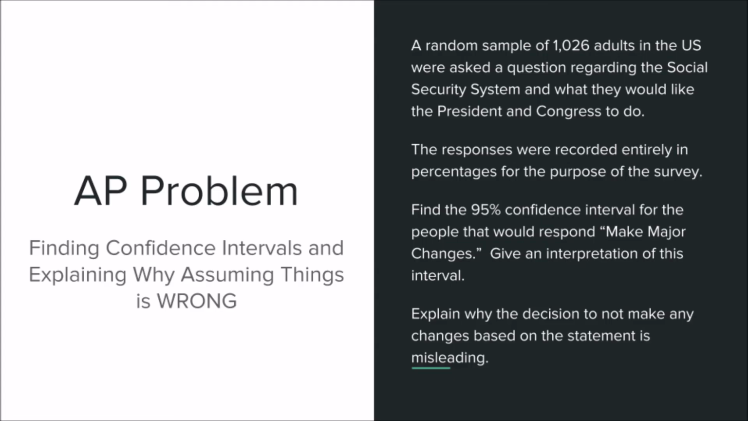The AP problem, we're tasked with finding confidence intervals. Are you kidding me? We also had to explain why assuming things is wrong.